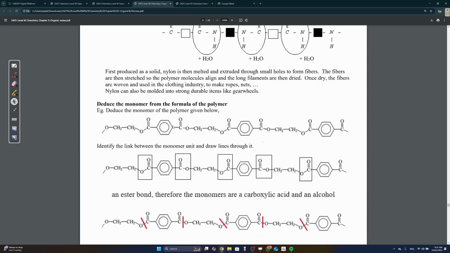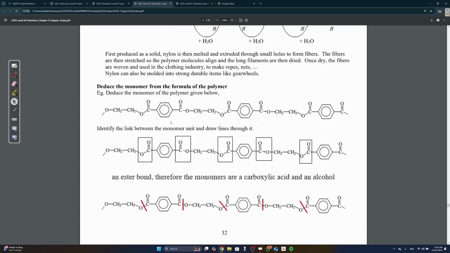Okay, deduce the monomer from the formula of the polymer. Deduce the monomer of the polymer given below. Let's take a look here. If they ever ask you to find the monomer, she gave us the steps. The first thing is identify the linkages between the monomer unit and draw lines through. So what are the linkages we have here? You can see C double bond O, O, right? We're familiar with this, right? So how do you break it up?